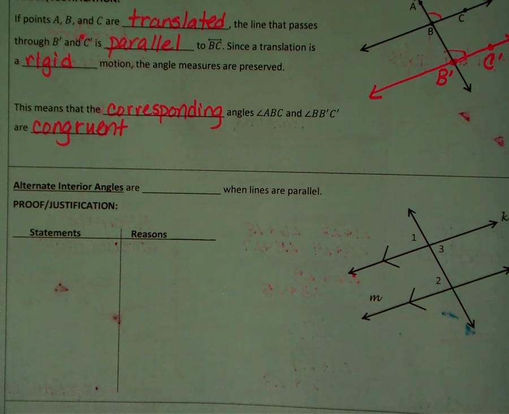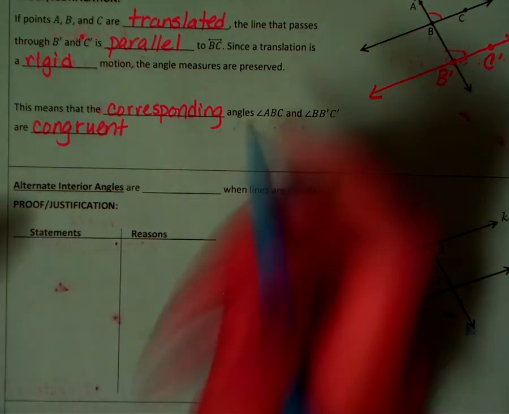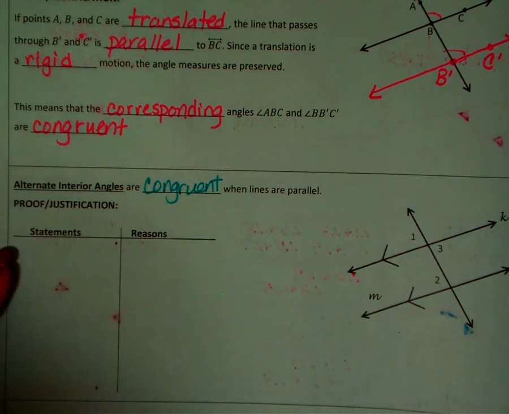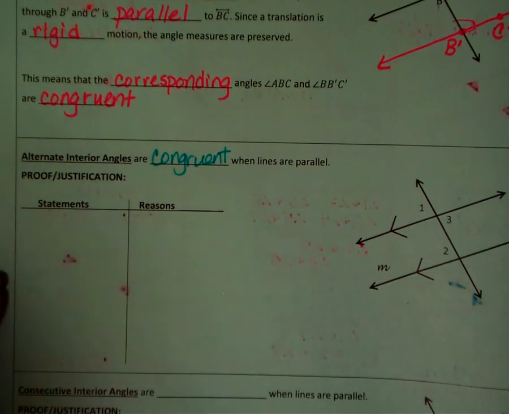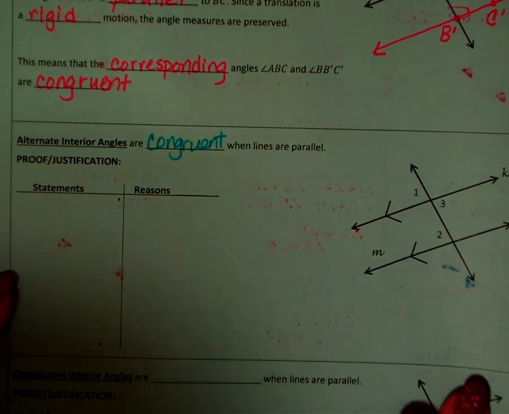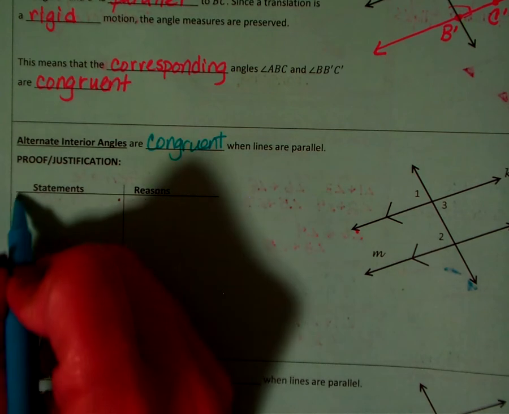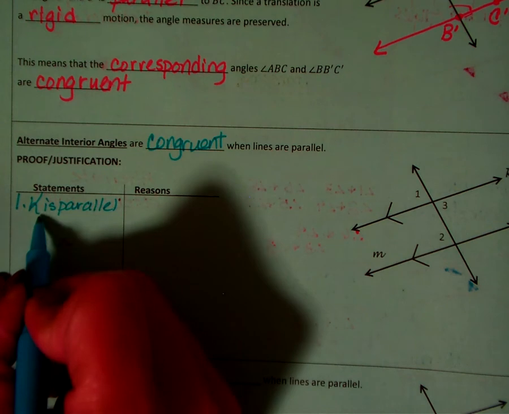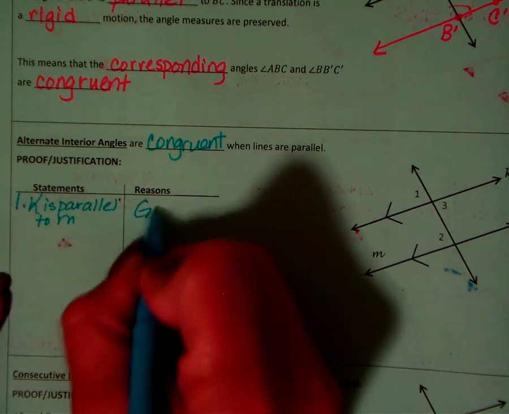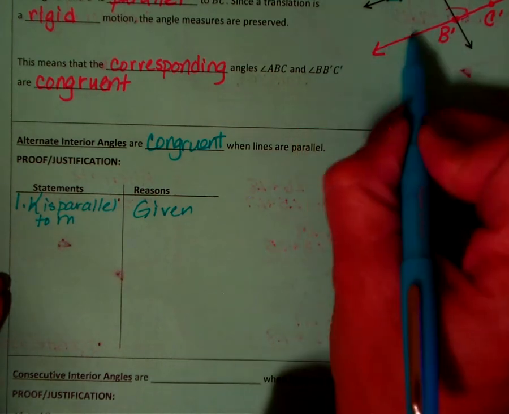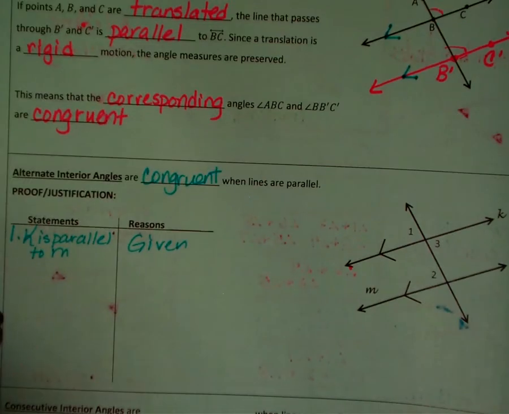Okay, next we have alternate interior angles are congruent when lines are parallel. Okay, so here's our proof. Okay, to start with, we could say K is parallel to M. And that is given to us, right? Our little arrows here show that that's given. We should have maybe put little arrows on our lines here to show that they're parallel up above.